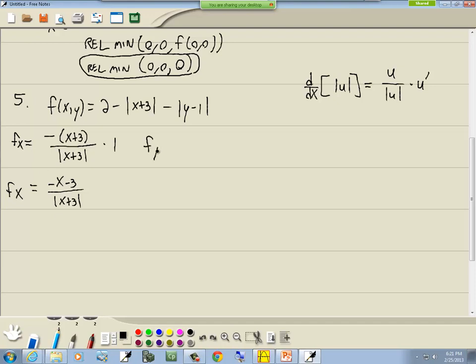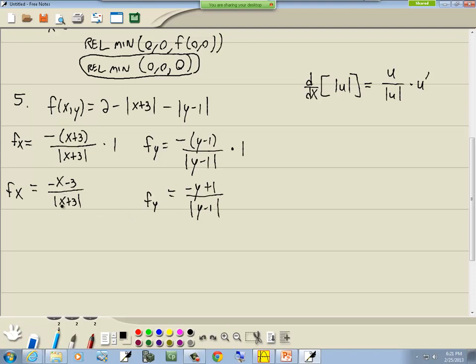Now take the partials back to y. Same idea. We'll take that negative right here, put it up on top, and the u is what's inside the absolute value. So we've got y minus 1 here, and the absolute value of y minus 1 here, times the derivative of y minus 1, which is just 1. So that's going to give us negative y plus 1 over the absolute value of y minus 1.